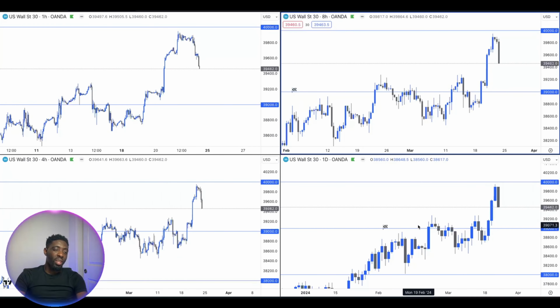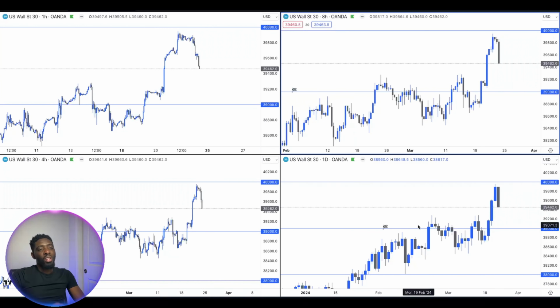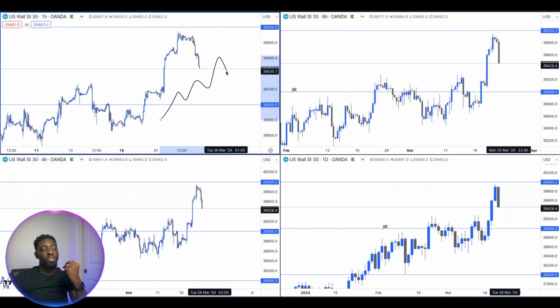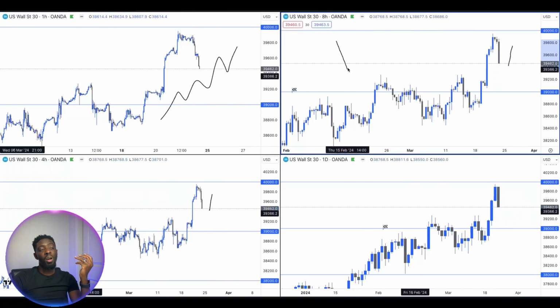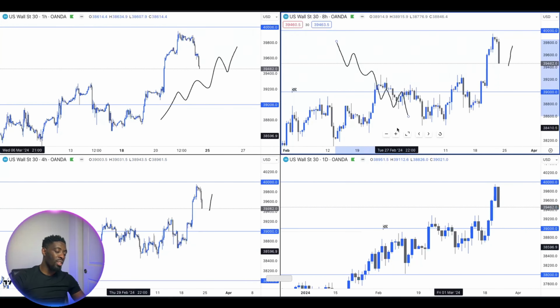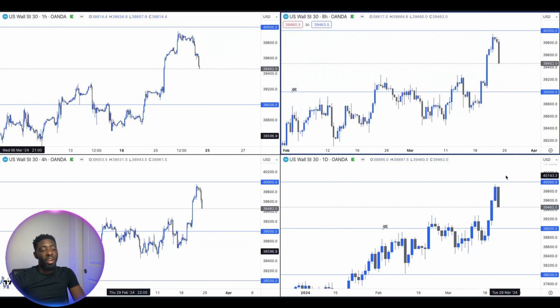So US30, this is a nice one. So basic price action again, guys. Basic price action. When price moves to the upside, you wait for those pullbacks to come in, and then you look for buying opportunities. Or if you have price moving to the downside, you wait for the pullback, and then you get selling opportunities.